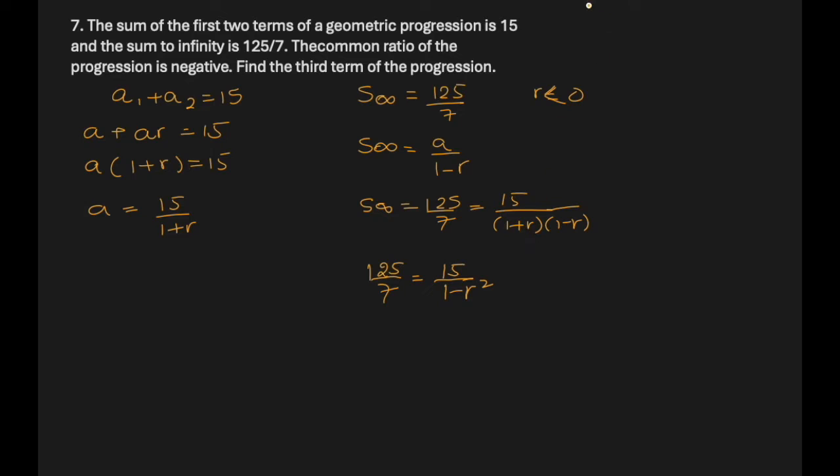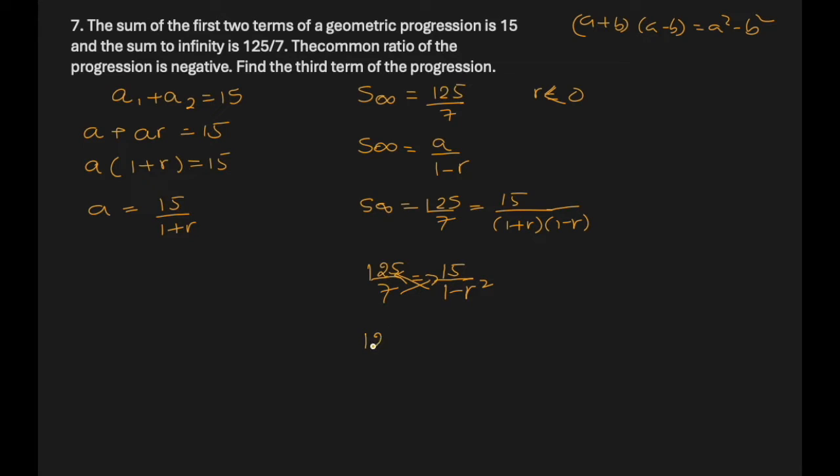A plus B, I hope you know this identity. A plus B times A minus B equals A square minus B square, and I've done the same. You can expand this also, you'll get the same thing, 1 minus R square. Let's cross multiply it to get the value of R.